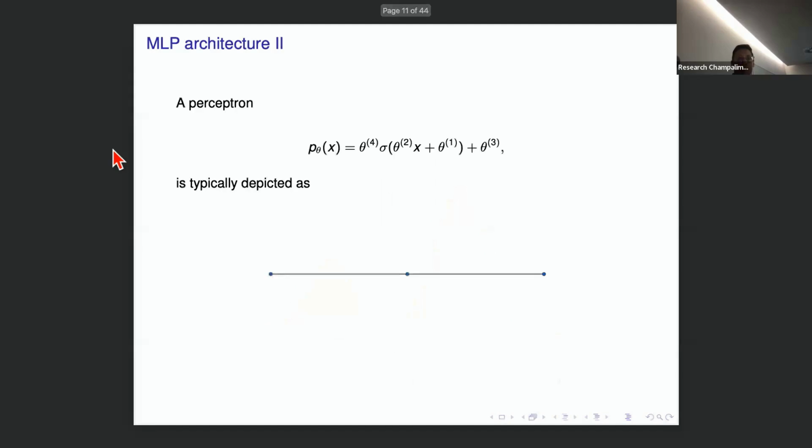Okay, so pictorially, we depict a perceptron in this way. You give it an input, that's the leftmost point, if you're looking at it. Then you apply the first affine function. You get to the middle point, where you apply the sigma, the nonlinearity, and then you apply another affine function. Okay, so that's how we pictorially depict a perceptron.